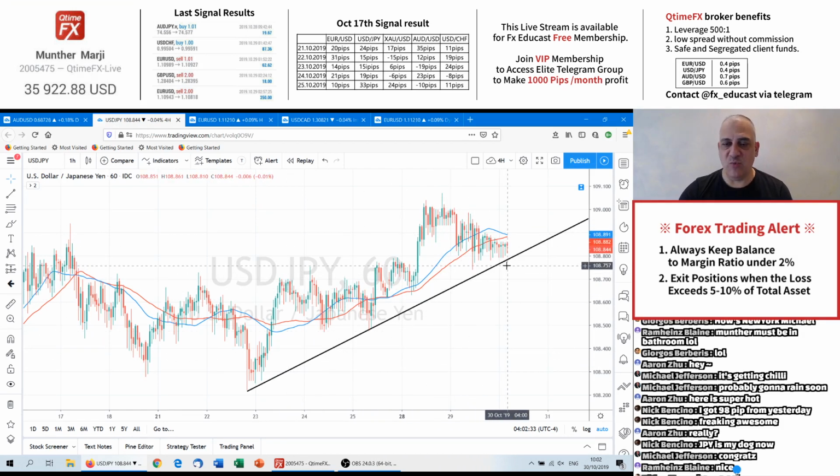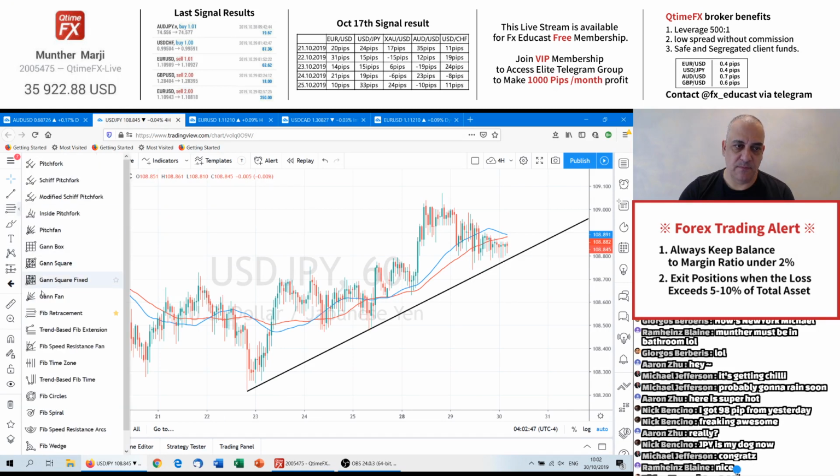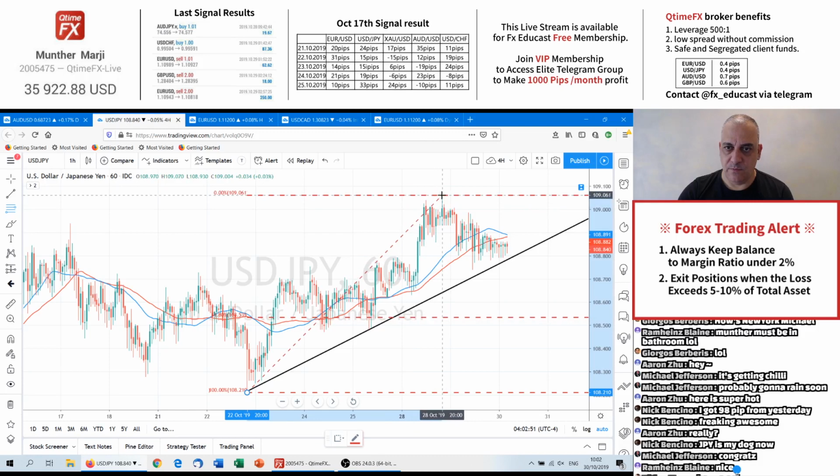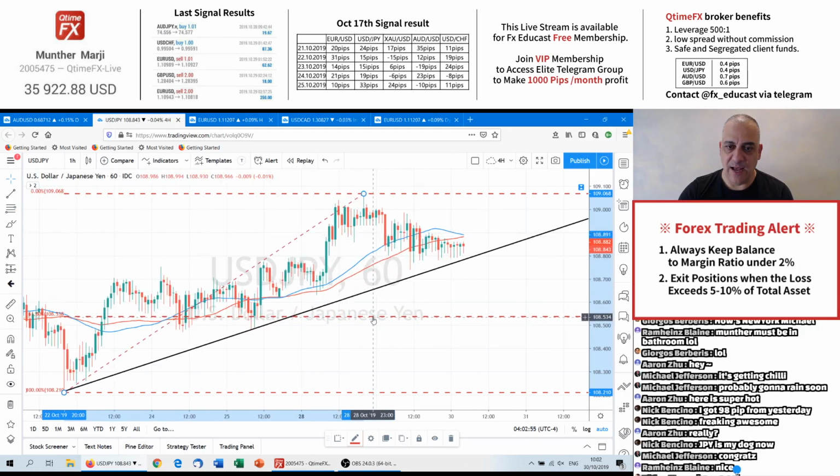I really don't want to see the price trading below this trend line. I really do not want to see that. Okay, but even if it does, it does not have to be the end of the world. Again, I'm going to use my Fibonacci 61.8 level as a backup support, which is around 108.54.